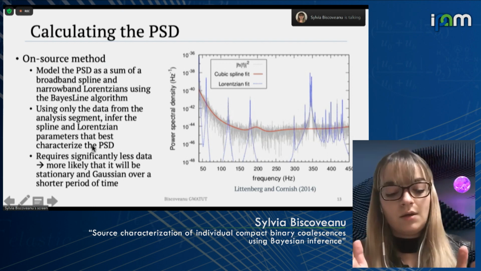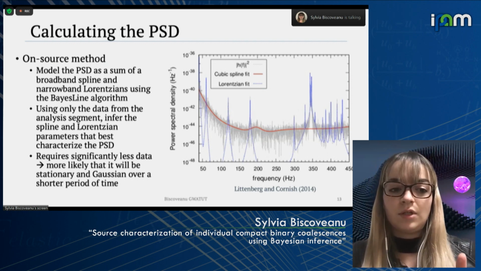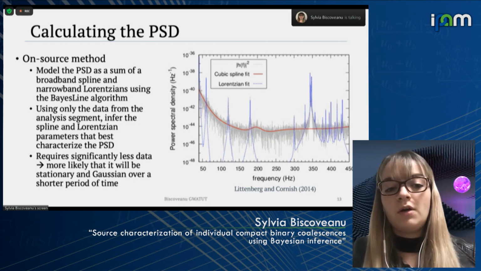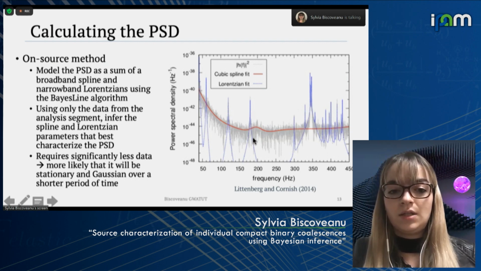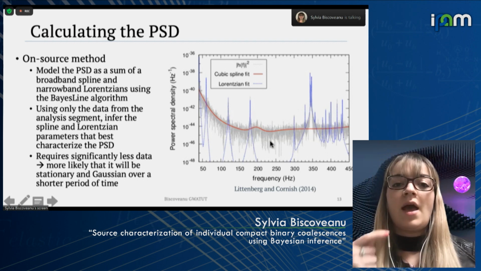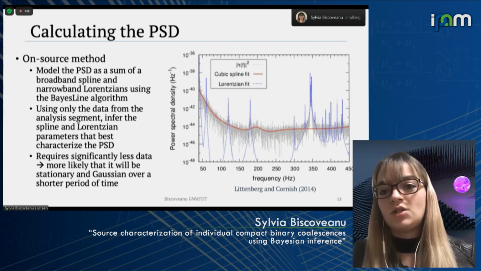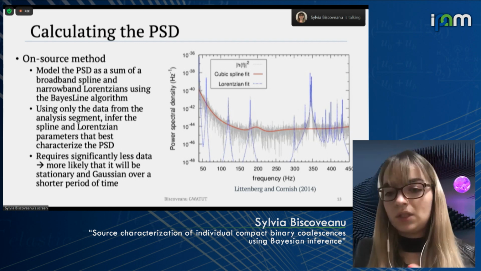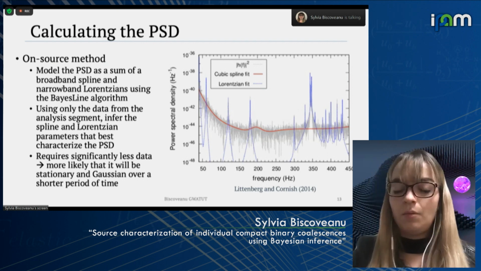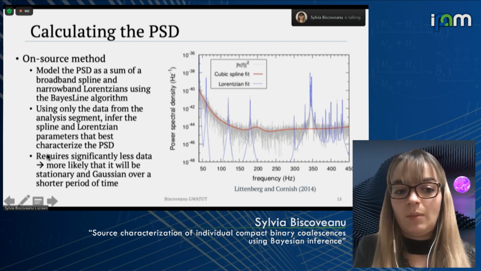Then you take the segment that you want to analyze, and only data from that segment alone, and you infer the parameters of the spline and the Lorentzians for that segment. You can simultaneously model and subtract any excess power from non-Gaussianity. So if you have a signal or a glitch, you can just model it out, and so your underlying estimate of the PSD won't be biased.